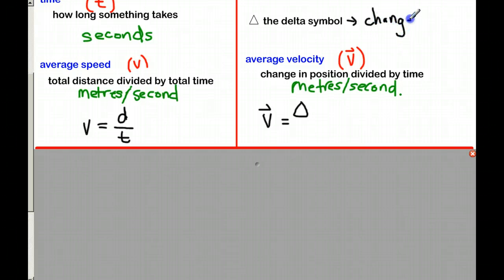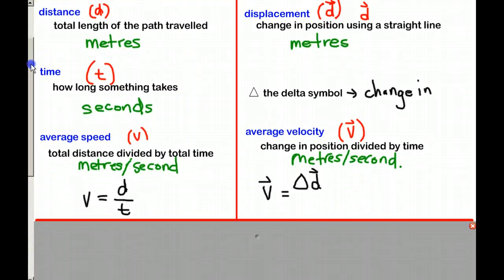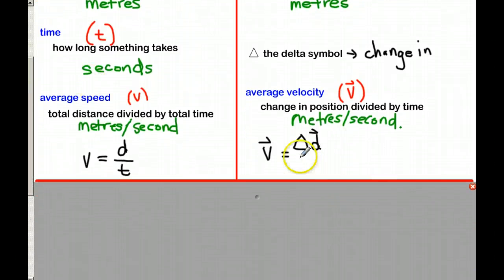And so why do we have this here? Because if you recall, displacement is the change in position using a straight line. So if you have a starting position and a finishing position, it's your change in position. So it's your final value minus your initial value, or the total distance from start to finish using a straight line. And velocity is the change in position, or displacement, divided by time.